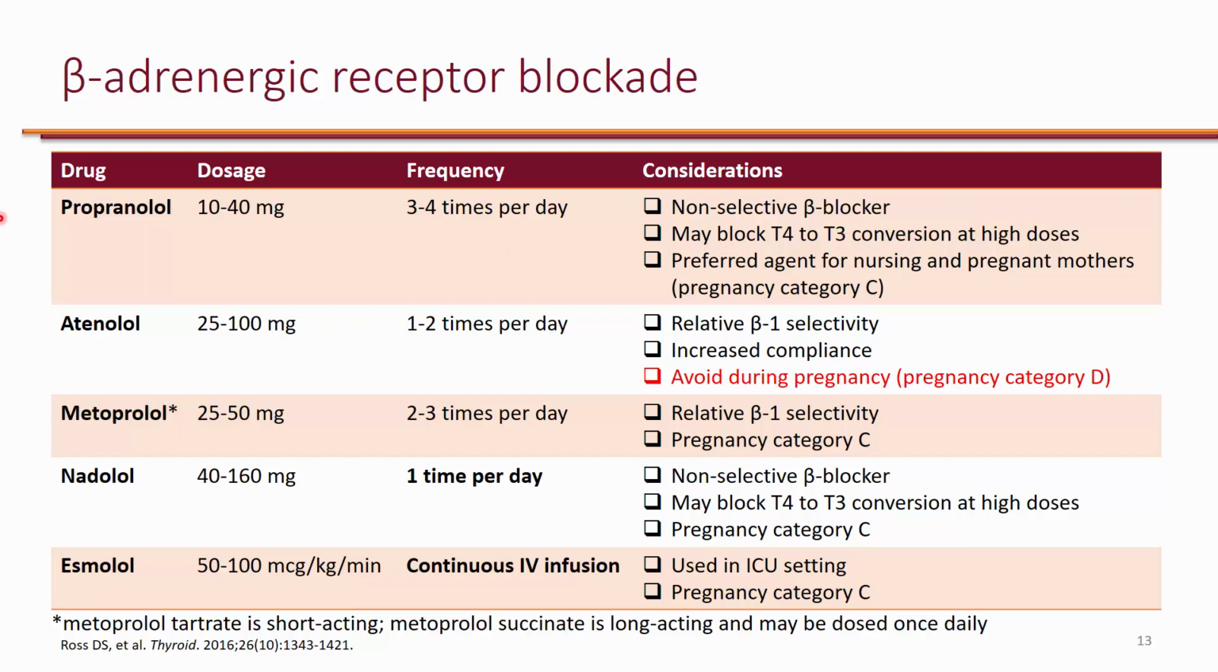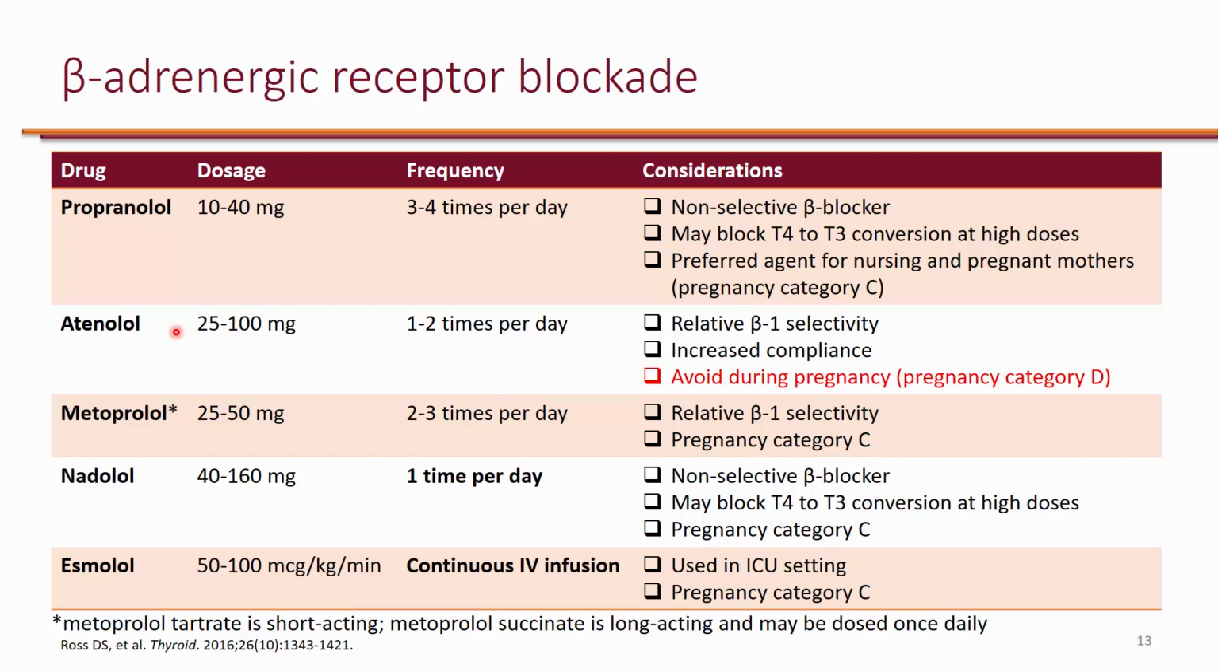Now, you may ask, well, why not just use beta 1 selective rather than non-selective? So when it comes to pregnancy, propranolol is actually preferred. We have the most clinical experience with it. It's the oldest beta blocker that's been used in hyperthyroidism. So we have a lot of data with it, and compared to other beta blockers, we're more comfortable using it in pregnancy, including during nursing. Now, atenolol is beta 1 selective.